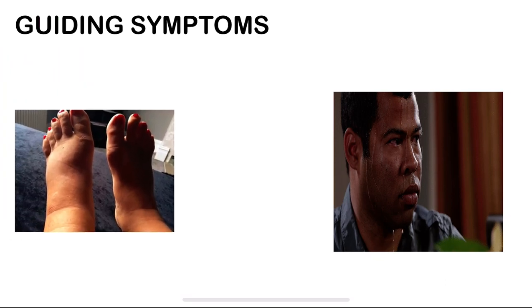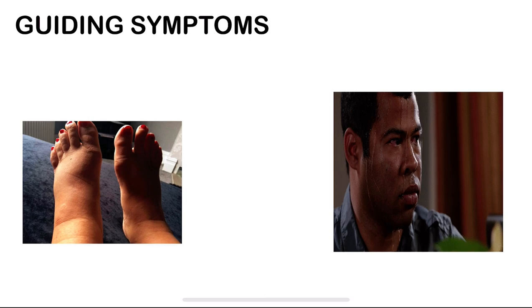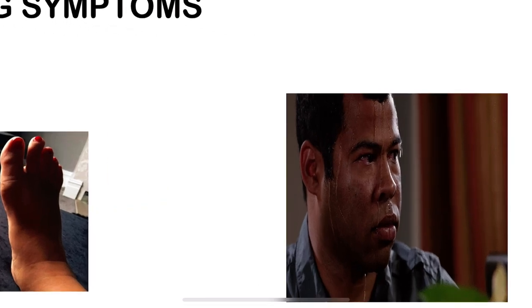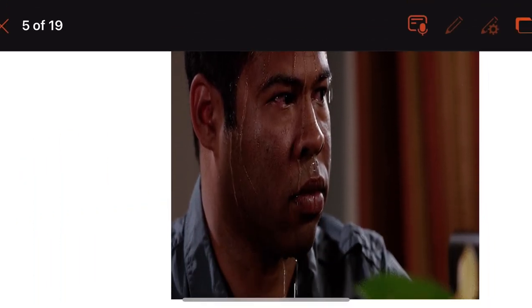Moving further to the guiding symptoms, you can see the picture here. The patient is having profuse sweat all over the body. The profuse sweat is seen all over the body during the waking hours. When the patient sleeps or closes the eyes, the sweat disappears. Clear, guys?